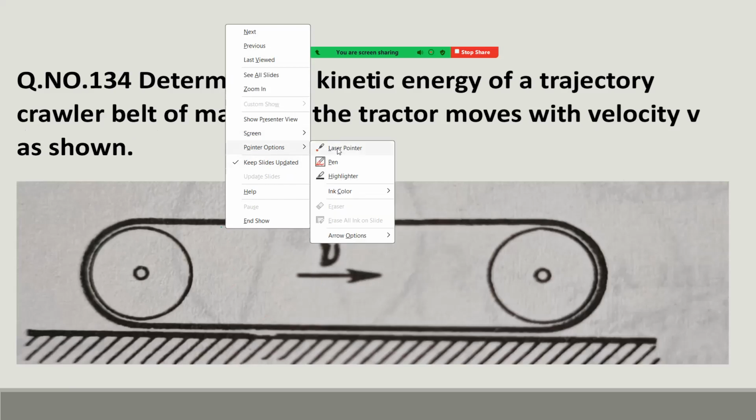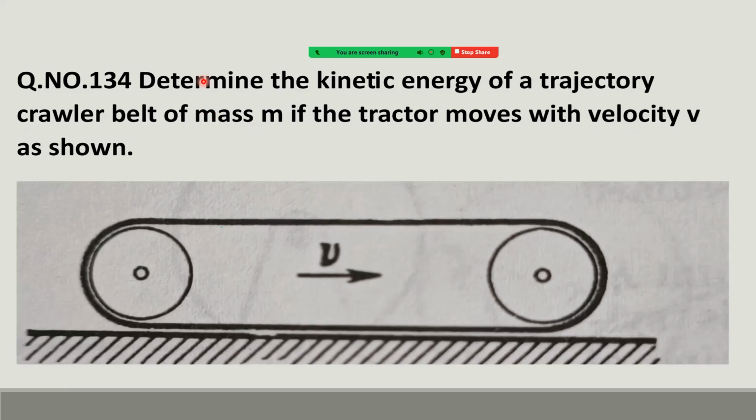And see the question given. Determine the kinetic energy of a tractor crawler belt of mass M, if the tractor moves with velocity V as shown.